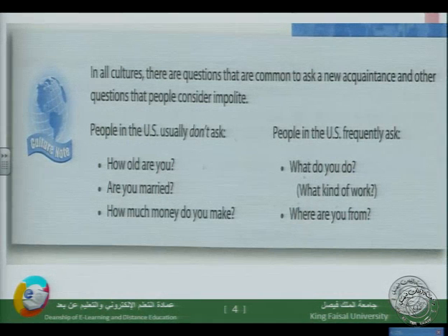You can't ask the American people these questions. So, is it important to know this information? Yes, because it's part of your speaking skills to understand also the cultural background of this language. Because you can't isolate the language from the culture.